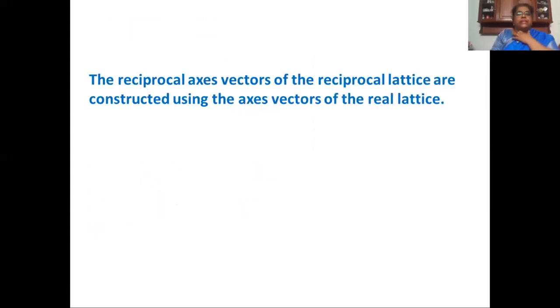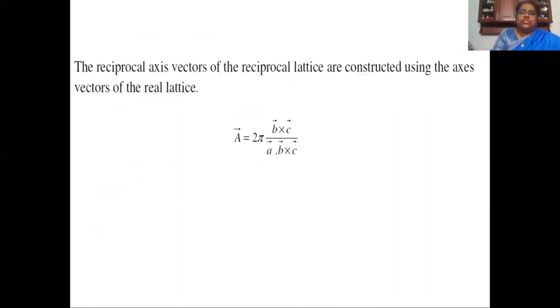The axis vectors of the reciprocal lattice are constructed using the axis vectors of real space. If the real axis vectors are given, it is possible for you to construct the reciprocal lattice. This is also done in very basic solid state physics, but I don't want to miss it. I want to give you clarity on the reciprocal space, which is also the k space.